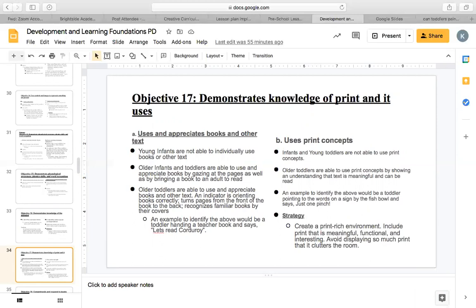Uses print concepts. Infants and young toddlers are not able to use print concepts. Older toddlers are able to use print concepts by showing and understanding that text is meaningful and can be read. An example would be a toddler pointing to the words on a sign by the fishbowl and saying, "Just one pinch." Strategy: create a print-rich environment. Include print that is meaningful, functional, and interesting. Avoid displaying so much print that it clutters the room.